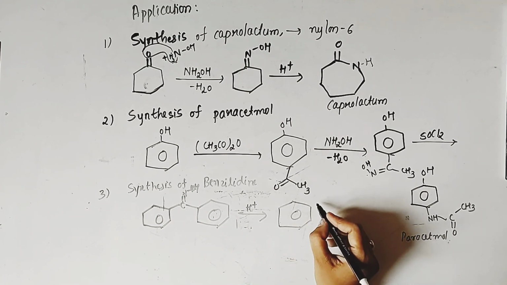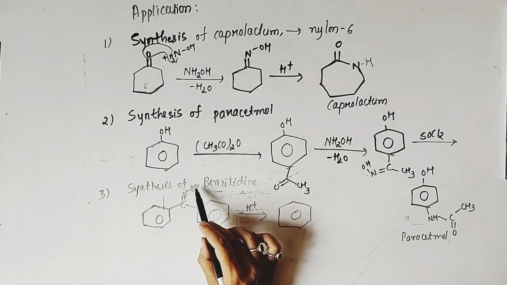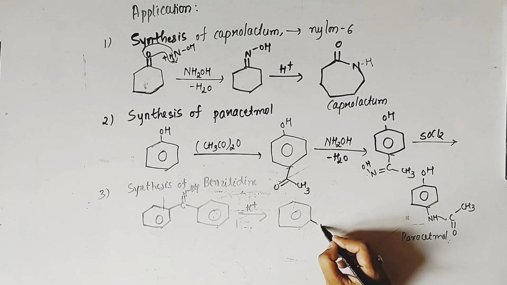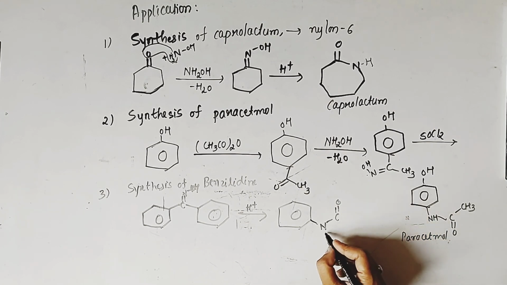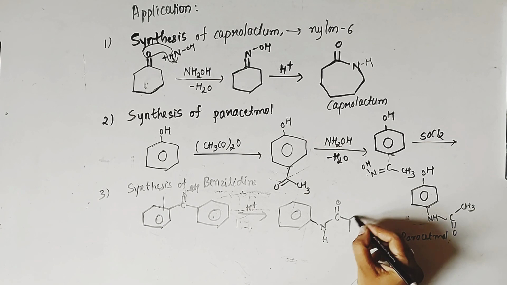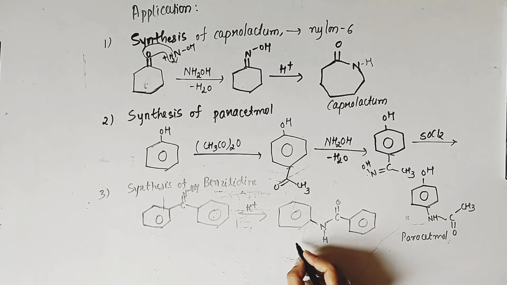The rest is as usual. The group which is trans to this OH group will now migrate. So the compound we will get is somewhat like this, NCO, and here we have H, and the rest of the compound. So this compound is called benzanilide.